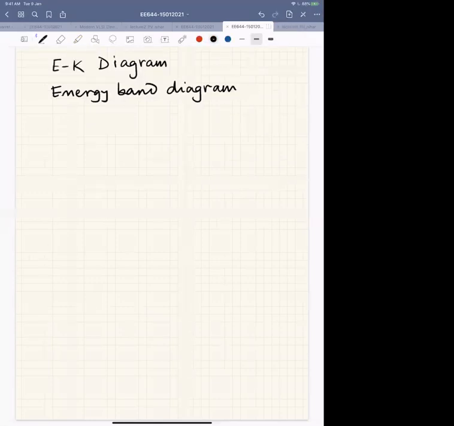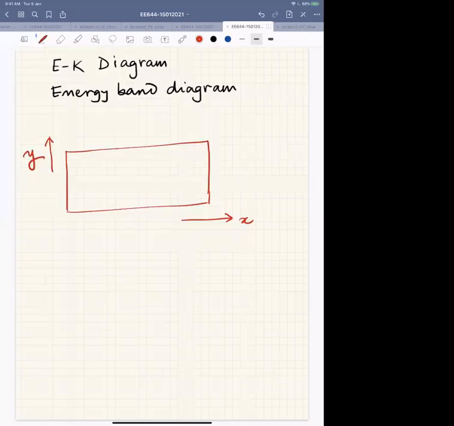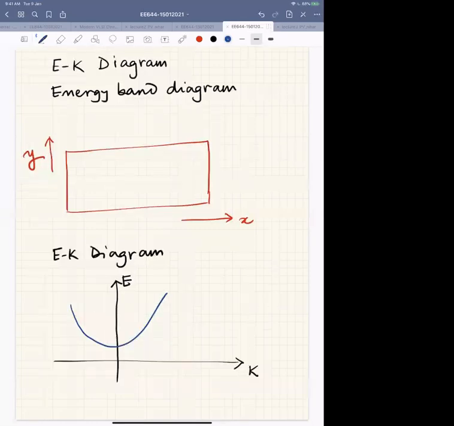For the EK diagram, let's say I take a semiconductor, and this is my X direction and this is my Y direction. This is a semiconductor slab. When you plot the EK diagram, on the Y axis we have energy, the total energy, and on the X axis we have momentum. We know what the EK diagram looks like. For silicon, your valence band maxima and conduction band minima are not at the same K.